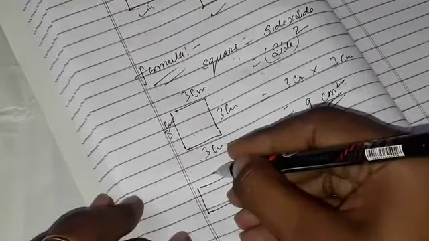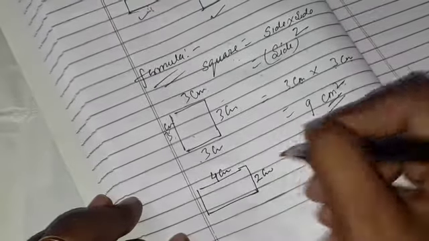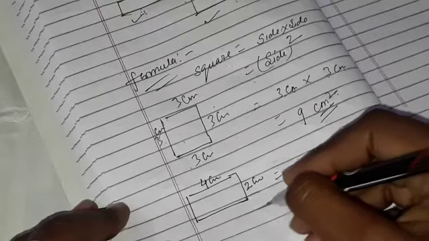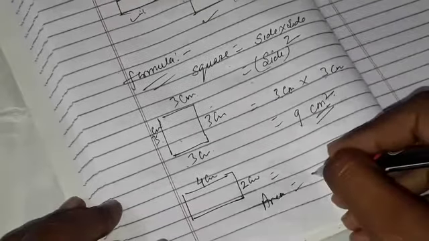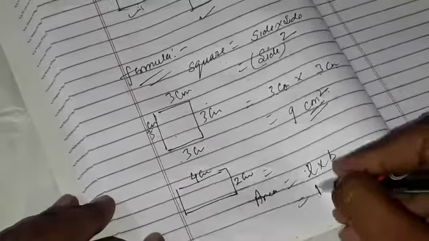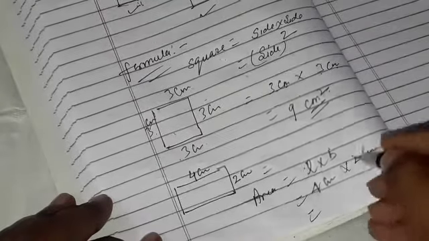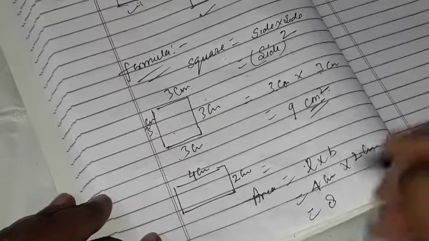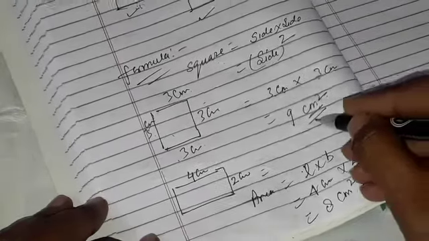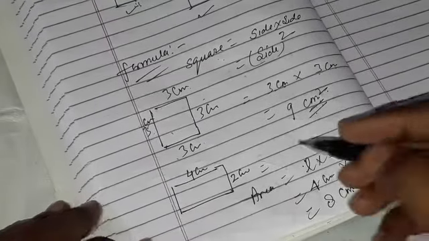If I am talking about this rectangle, suppose, class, the length is 4 centimeter and the breadth is 2 centimeter. So the area of the rectangle is length into breadth. What is your length? 4 centimeter. What is your breadth? 2 centimeter. So 4 into 2 is 8, and centimeter into centimeter is centimeter square. So class, you can see centimeter square is the unit of area.